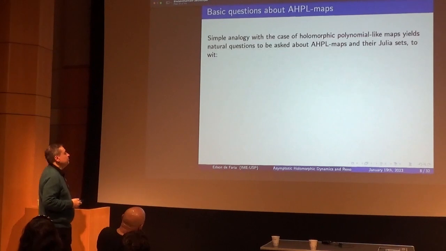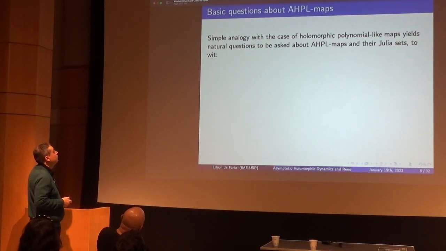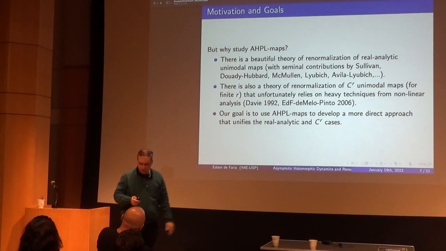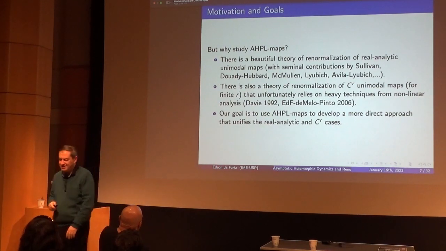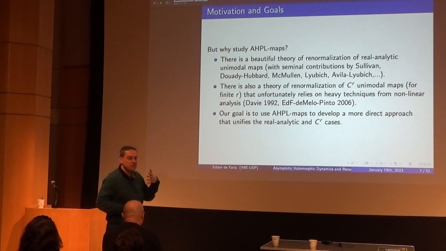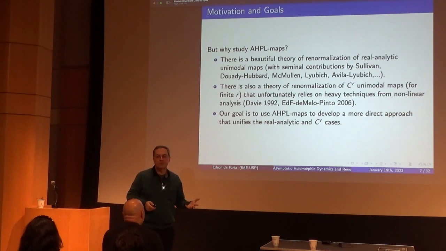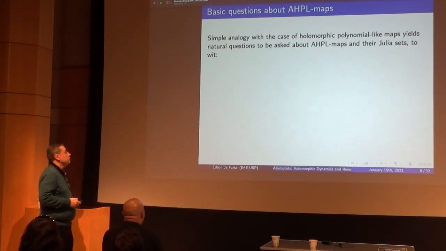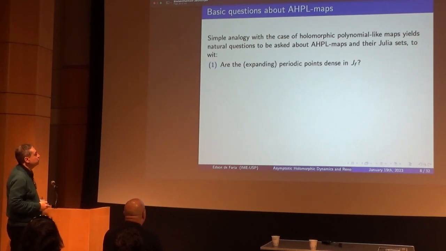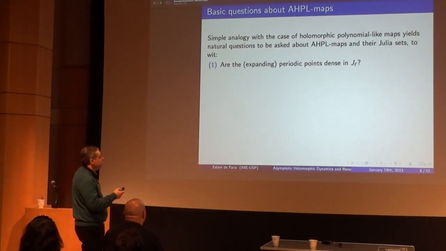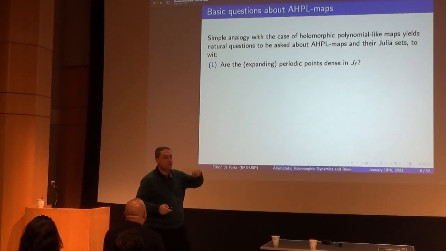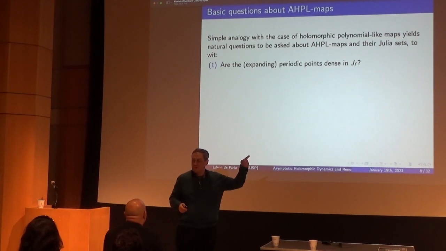So this is the renormalization picture, and that's the motivation, but that's not what I'm going to talk about. I'm going to talk about something much more elementary. We want to understand the basic dynamics of such maps. There are lots of questions that you can ask about these AHPL maps. The most basic thing is, are the repelling periodic points dense in the Julia set? The Julia set, by definition, is the boundary of the set that I call the filled-in Julia set.